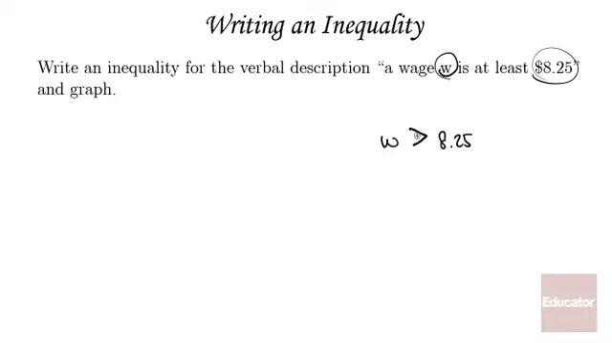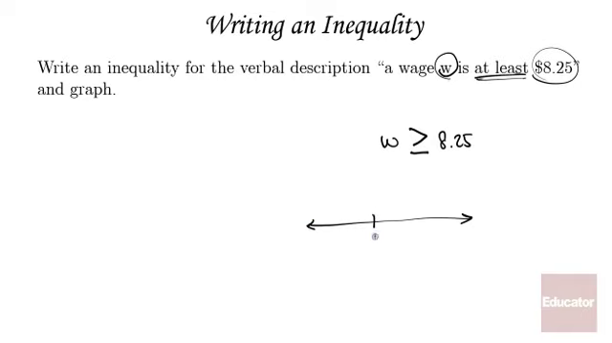But it's also saying at the very least, meaning it could also include $8.25. The amount that you could be earning could be $8.25, or it could be more. So W is greater than or equal to $8.25. So make note that the words at least mean greater than or equal to. And let's also graph it now.